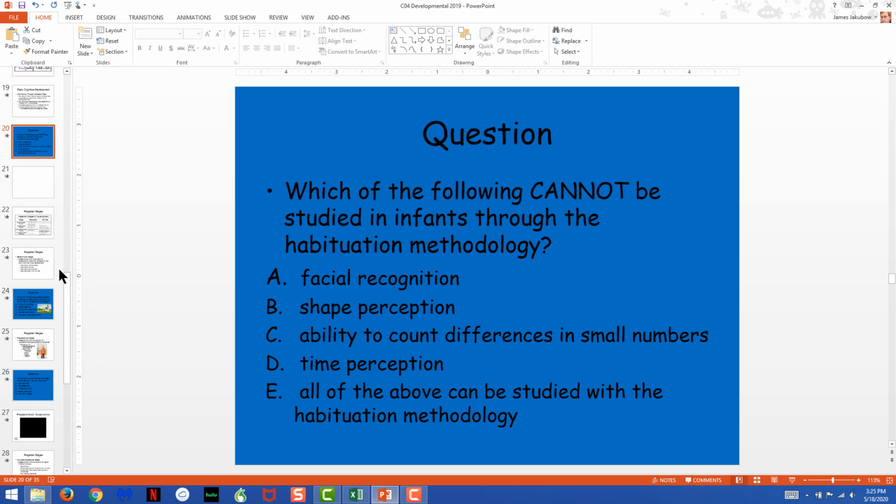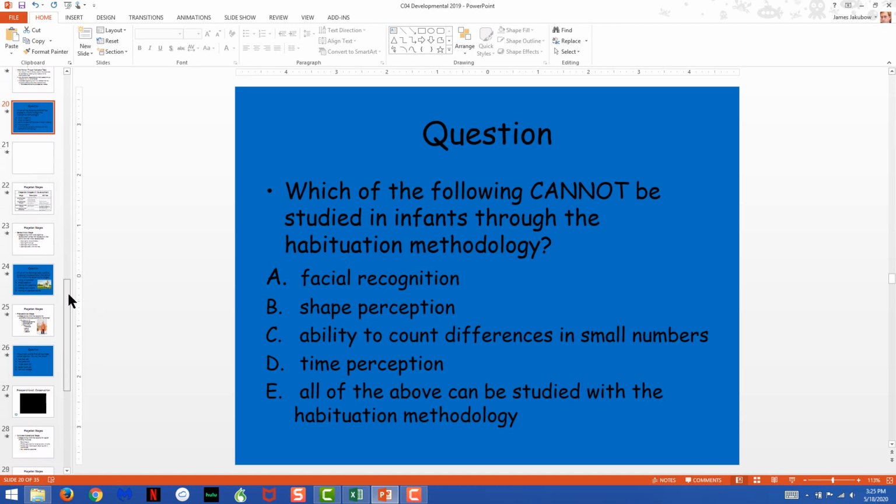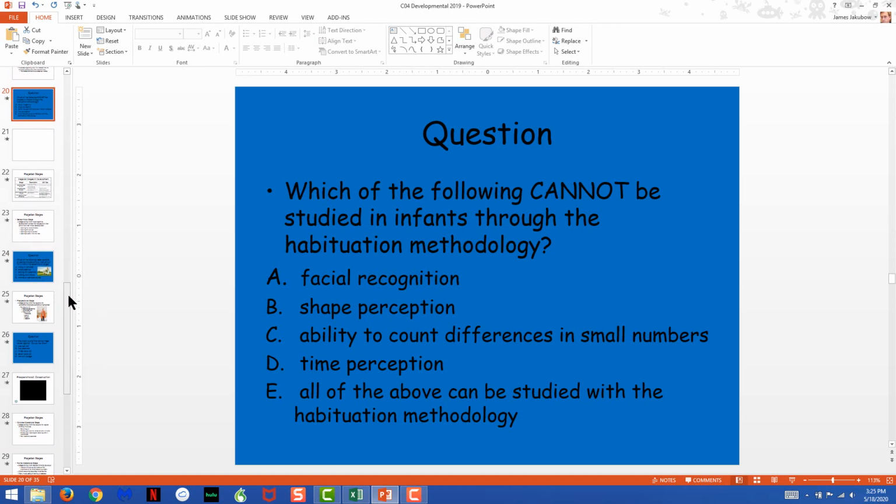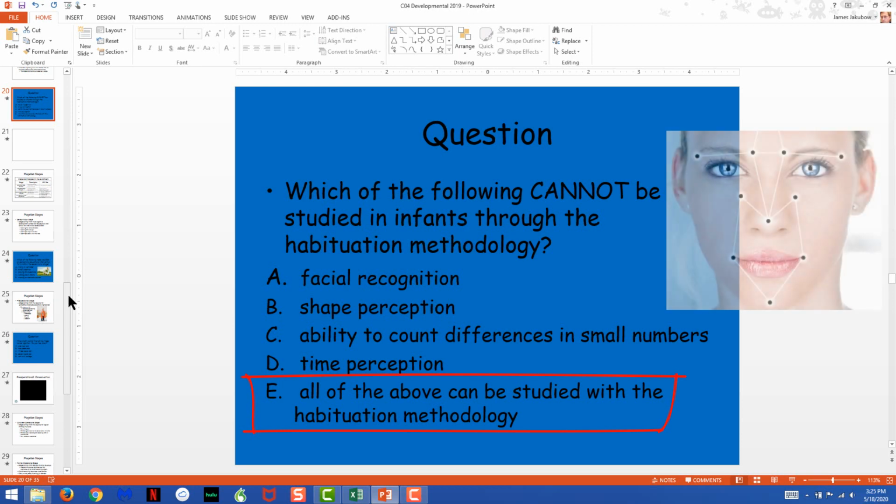Now let's look at a question that's related to this information. Which of the following cannot be studied in infants through the habituation methodology? And the answer there is E. All of the above things can be studied with the habituation methodology. Facial recognition, as I've already mentioned, we actually walked through those examples as well.